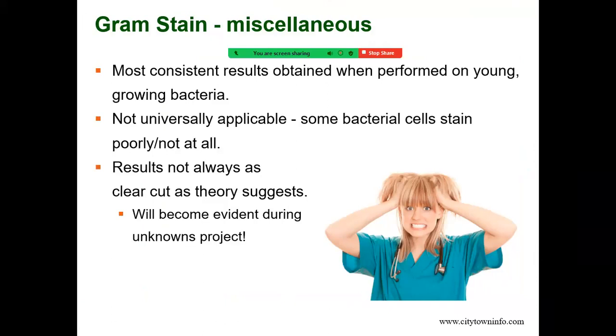Most consistent results are obtained in the gram stain when it's performed on young growing bacteria. If the bacteria are older than 2 days old, you should not use those cells for the gram stain. What you should do is grow the cells up and then use cells that are 2 days old or less to do the gram stain. The gram stain is not universally applicable. Some bacterial cells stain poorly, if at all, and that's mostly the mycobacteria, which stain poorly or not at all.